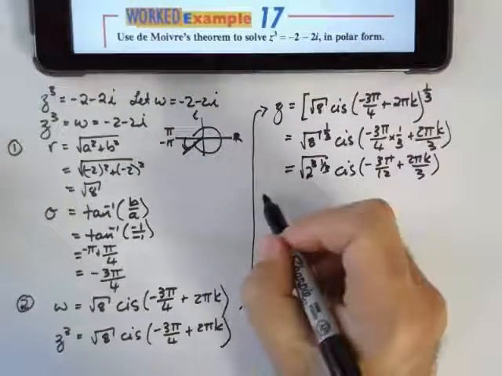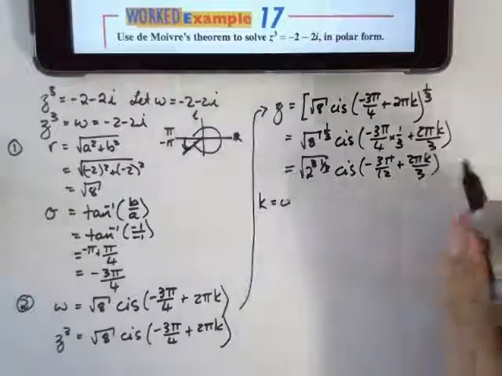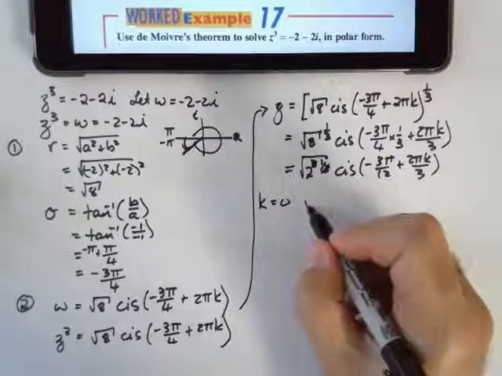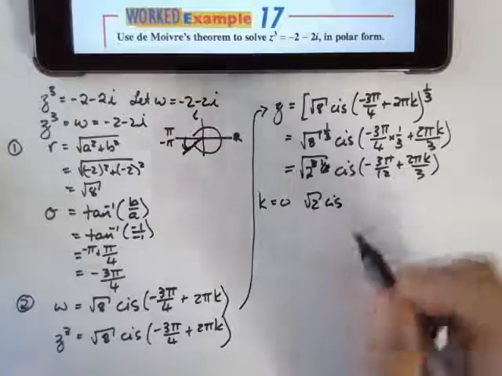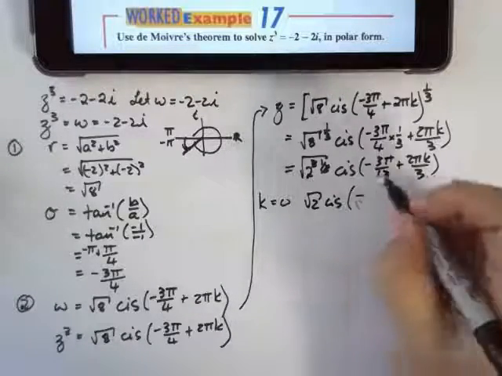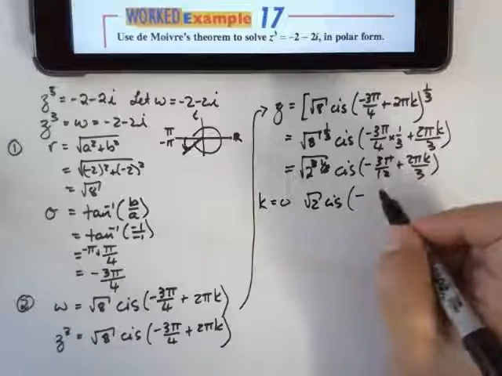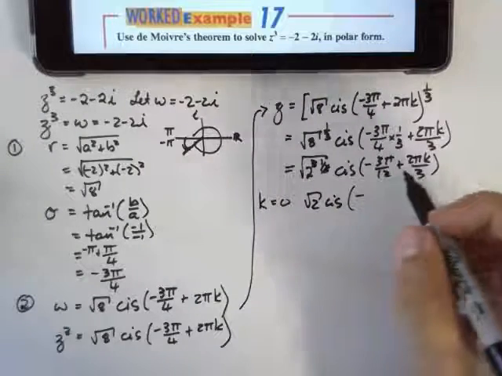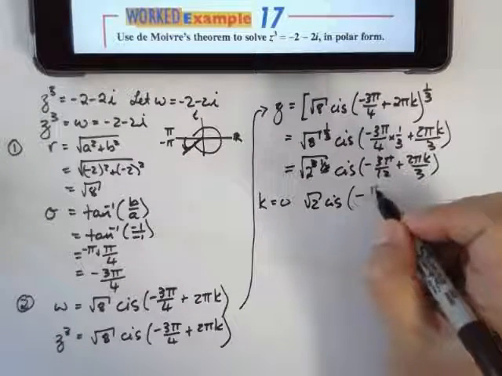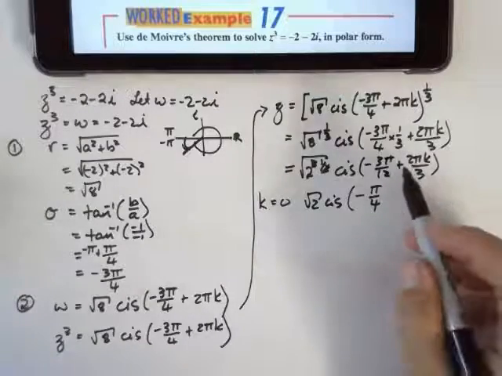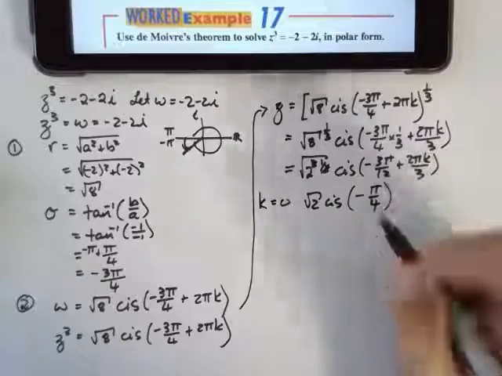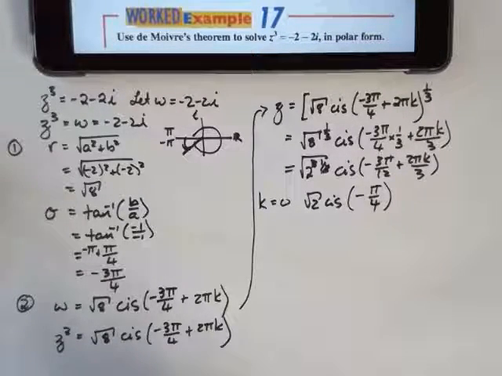Now I want to know in our first rotation, so when k equals 0, what's my answer? Now this is going to be that cancel, so I'm going to have square root 2 cis of negative 3 pi over 12, which is the same as minus pi over 4, plus if k is 0, then this is 0, which means that's my first answer, square root 2 cis of minus pi over 4.